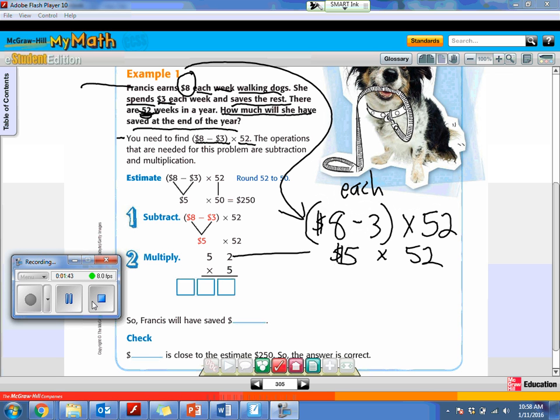If I bring your attention to this problem right here, 5 times 52, we can do this. We know that 2 times 5 is 10. 5 times 5 is 25 plus 1, 26. So Frances will have saved $260 in the year. All right? It says to check: 260 is close to the estimate, 250, so the answer is correct.